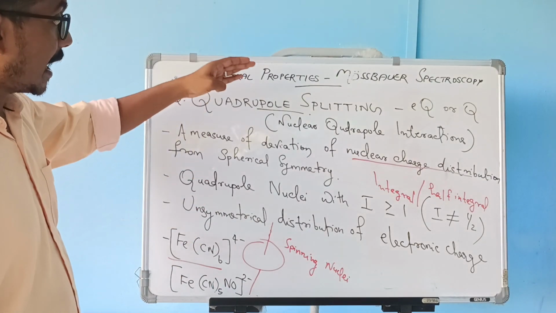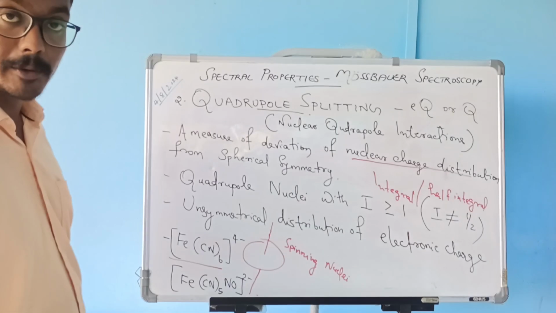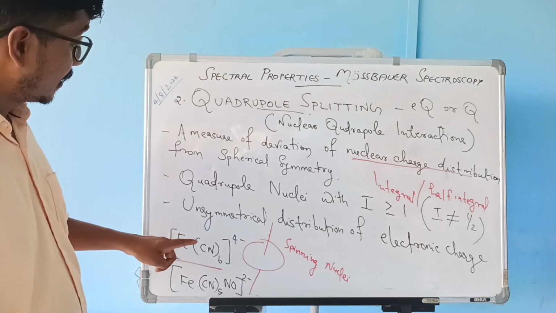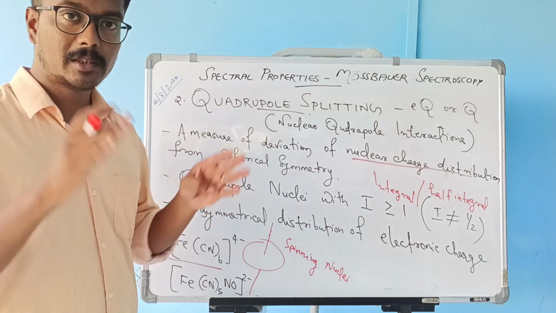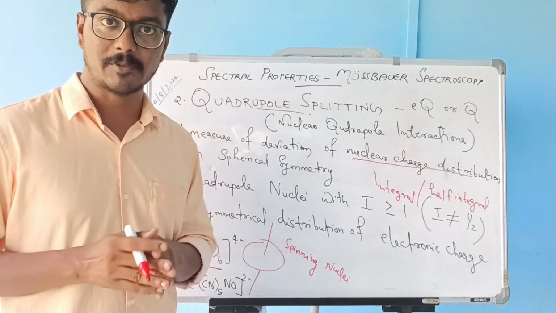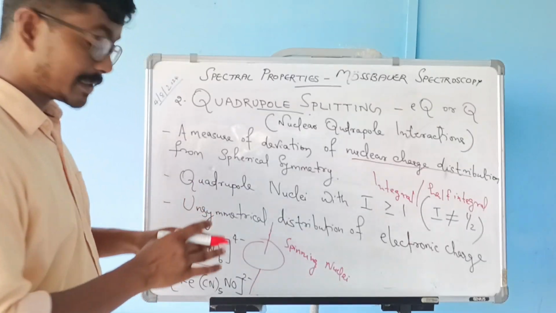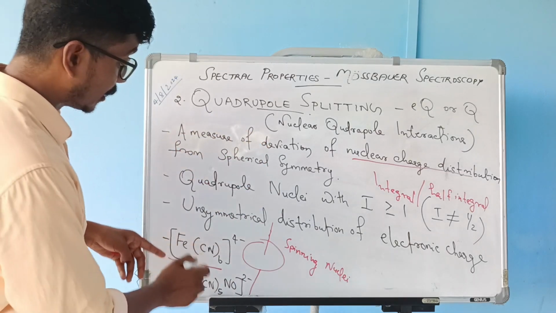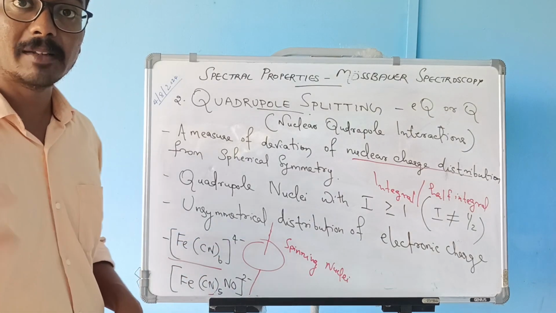In the case of iron-57 Mössbauer spectroscopy, consider an iron complex, the Fe(CN)6 formation. This iron is Fe2+, d6, with coordination number 6. The cyano groups are coordinated in an octahedral manner, in a symmetrical arrangement. So there is no quadrupole splitting because the nucleus is in a symmetrical environment. The six cyano ligands are arranged symmetrically around the metal ion Fe. But when one of the cyano groups is replaced by another ligand, the symmetry fails.